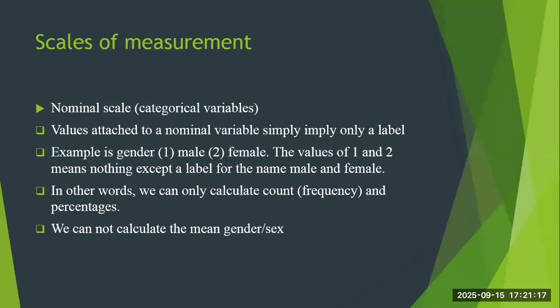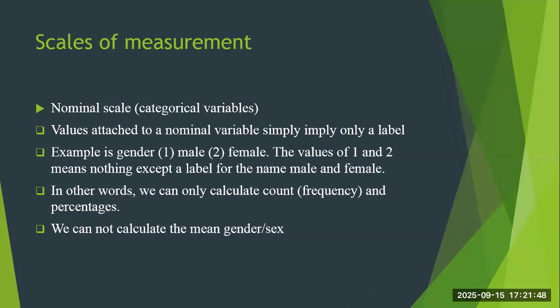So the first is the nominal scale. I can call them categorical variables per se. These are variables that are autonomous, they exist on their own and do not overlap. Things like gender, where you have either male or female in Nigeria.